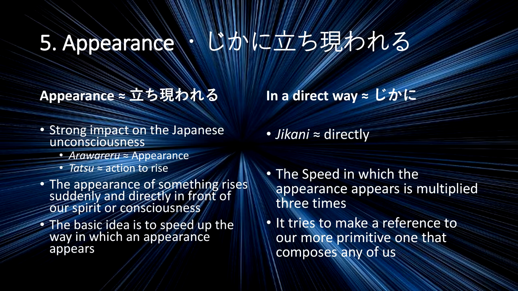And what is funny about that is that when you put jika ni in front of it, it means directly. So it goes like directly, very fast, like everything goes at a very, very high speed. So the speed at which the appearance appears is multiplied three times, basically, which is anyway an appearance that appears directly and not more quickly. It's not possible. But this is the idea when you read that kind of thing, okay?